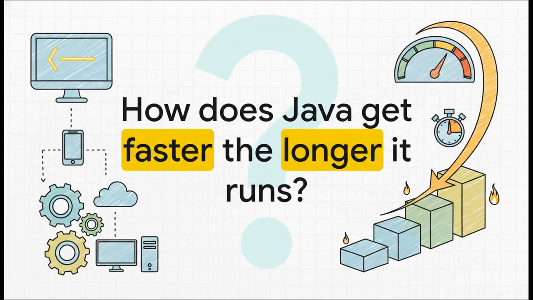I mean, we all know Java's famous promise, right? Write once, run anywhere. But here's the kicker. How does it also manage to get faster the longer it runs? It almost sounds impossible. Well, that's the big mystery we're going to unpack today.